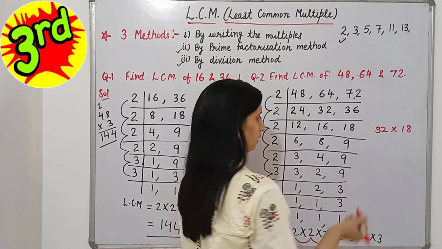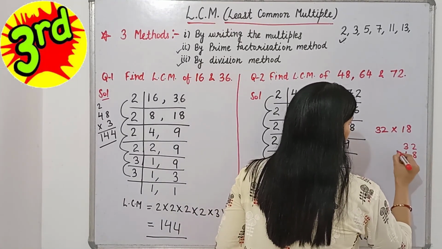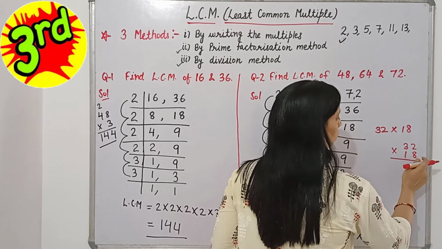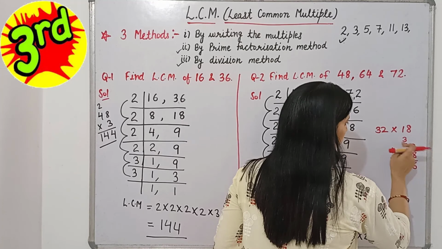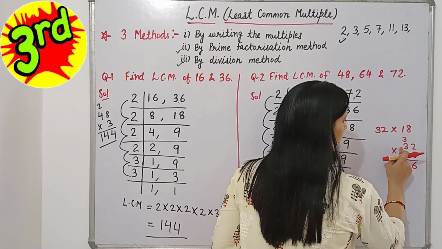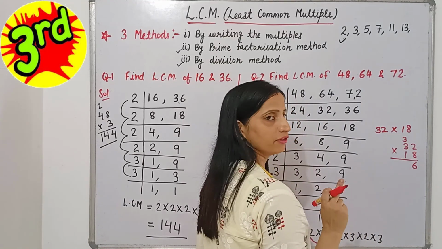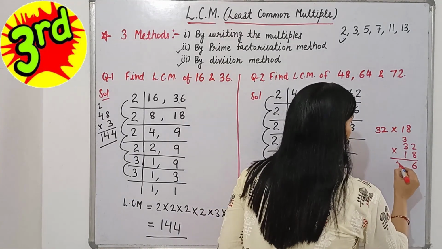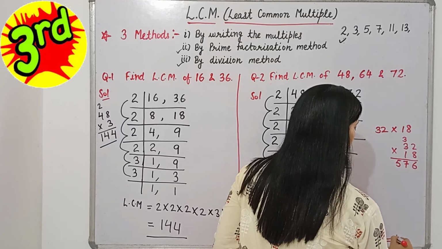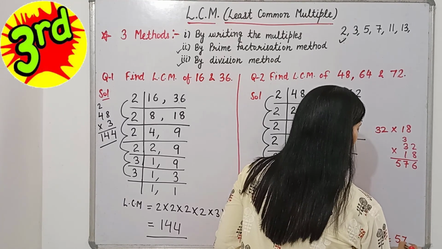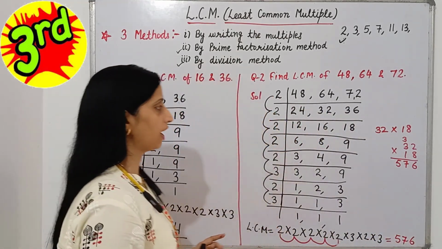Now we will multiply these 2. 32 multiplied by 18. 18 2s are 36. We will write 6 here and 3 we will carry. Then 18 3s are 54. 54 plus 3, 55, 56 and 57. So the product of all these factors will be 576.